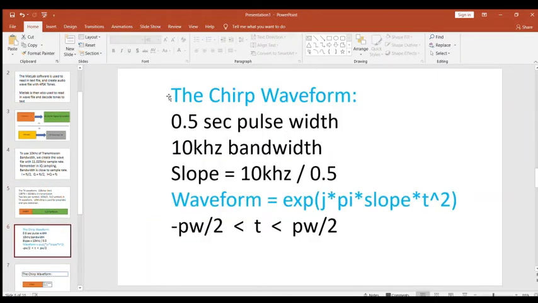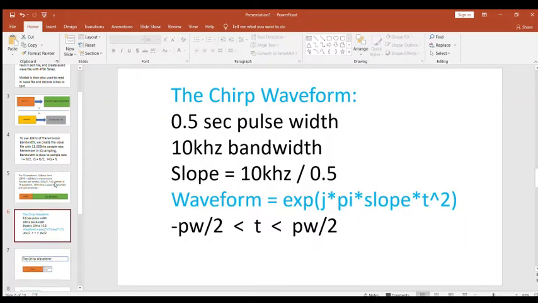Some details on this chirp. It's going to have a half a second pulse width. It's going to occupy 10 kilohertz of bandwidth. So its slope is going to be the bandwidth over the pulse width. And this is the value to represent the waveform of the chirp in complex notation. It's j times pi times slope times t squared. And it's very important that t here extends from minus pulse width over 2 to positive pulse width over 2. That's the range of the time vector that's used to plug into this. And you'll see this in the Matlab code that I've posted.